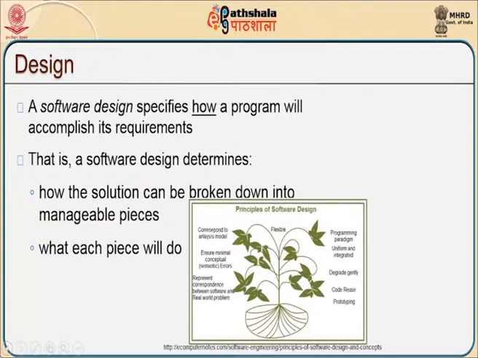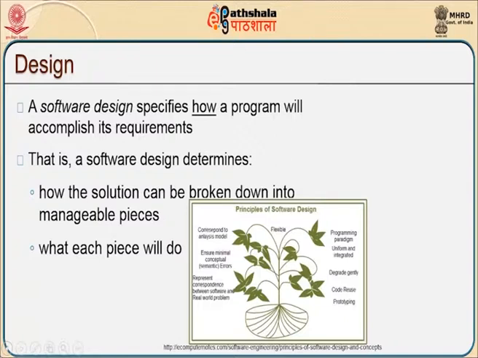We have looked at the requirements, on what is to be collected as requirements. Now that we are into the design phase, we will talk about how. A software design specifies how a program will accomplish its requirements. Any requirement that says what has to be transformed into how it is to be taken to implementation.